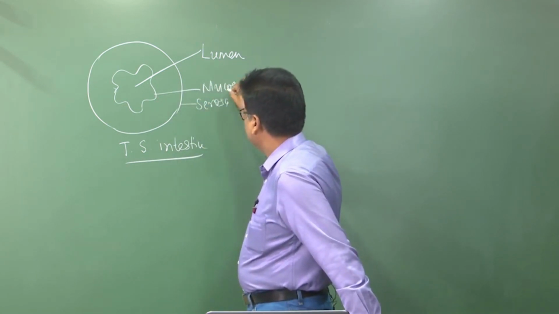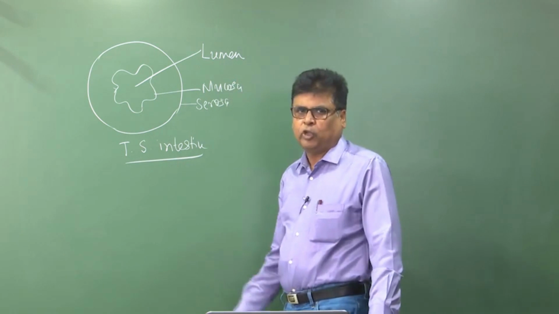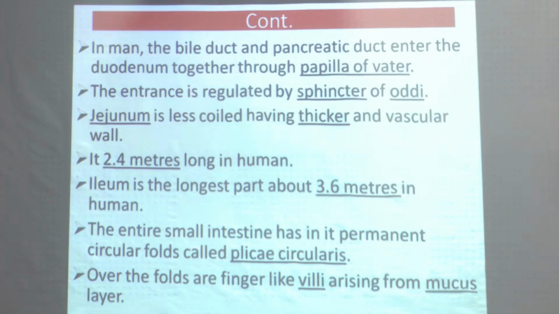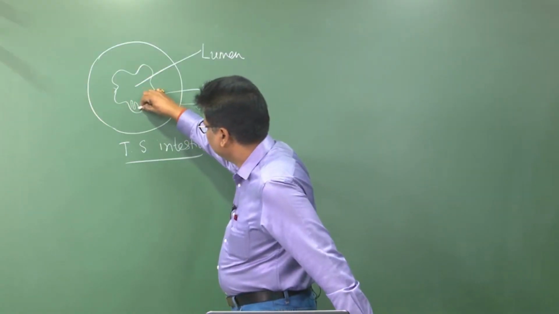So what happens in case of the intestine of human? The entire small intestine, what I told you in my last session, has in it permanent circular folds, that is called plica circularis. Again, over the folds, finger like villi are arising. So these are the villi, I shall show you.